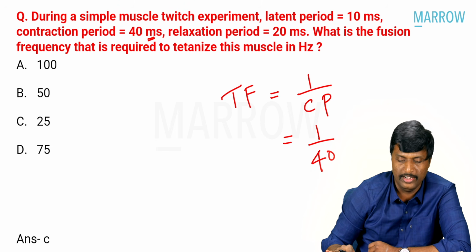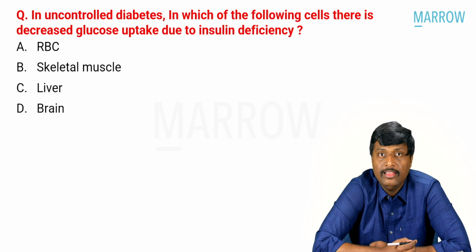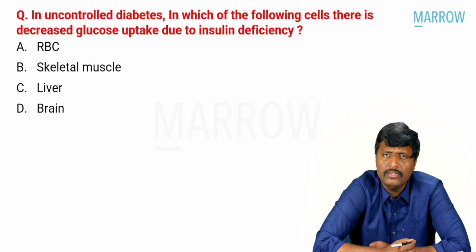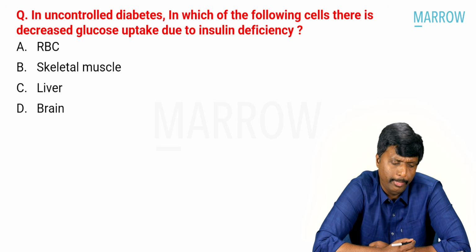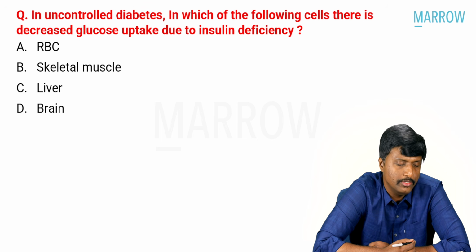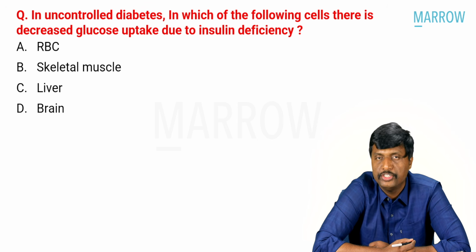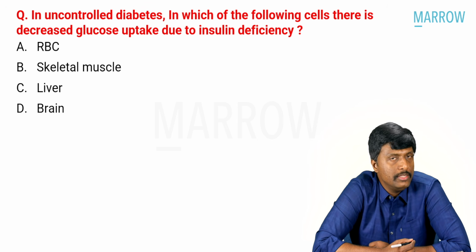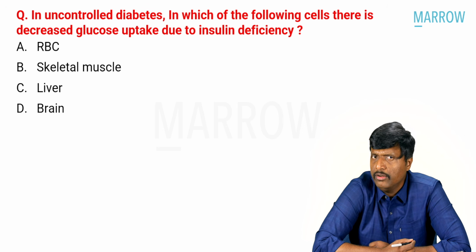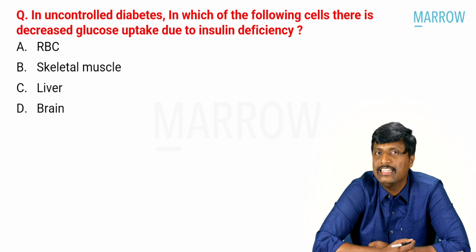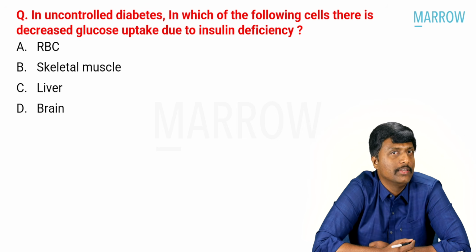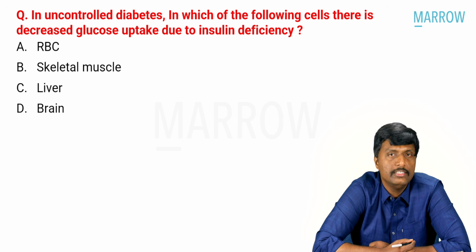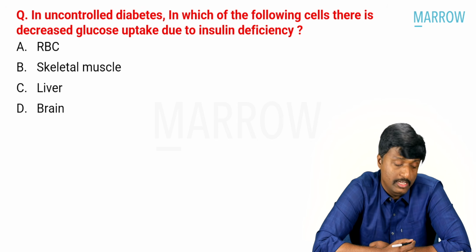Now, let's move on to the next question. Very clinically oriented, very practical question also. In uncontrolled diabetes, in which of the following cells is there decreased glucose uptake due to insulin deficiency? What is the physiology concept you need to remember here? What are all the insulin-dependent sites for glucose uptake? That's all. There are only 3 important regions. One among them is given here in the option.